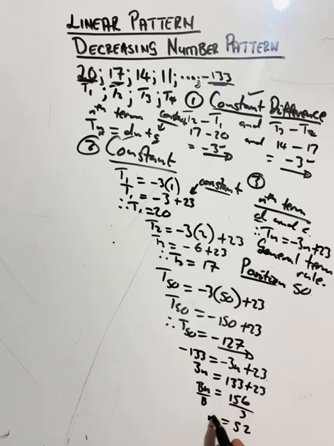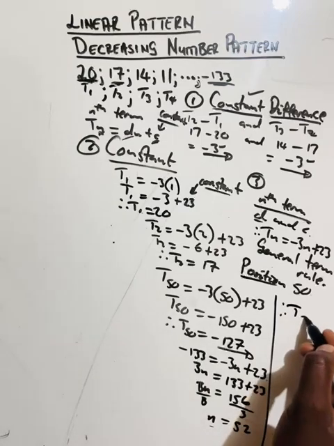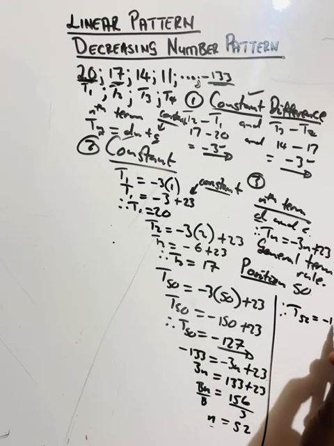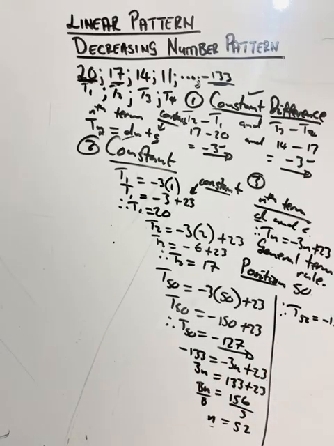Why? They did not say solve for n. They said that you must tell us what is the position of this term, negative 133. So this is how you write it as your final answer. You now conclude and say, therefore, term number what? Term number 52 is equal to negative 133, the provided number. When you write it like this, then you get your full marks without any problems. All right. So this is the work of a decreasing number pattern, right?